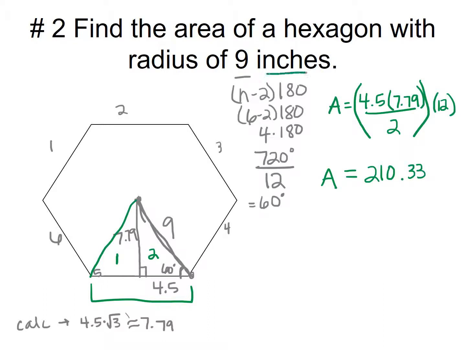Okay, but let's think back. What were my units? I have inches, so inches. And since I'm talking about area, that means I need to square it. So 210.33 inches squared would be the area of this hexagon.